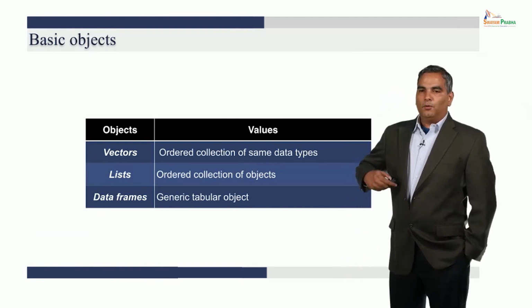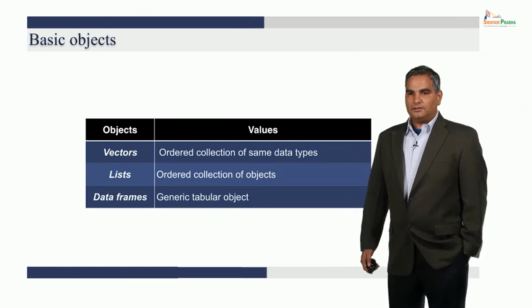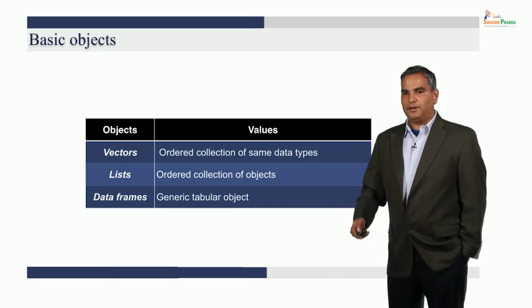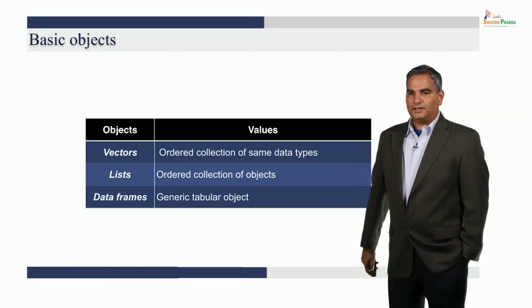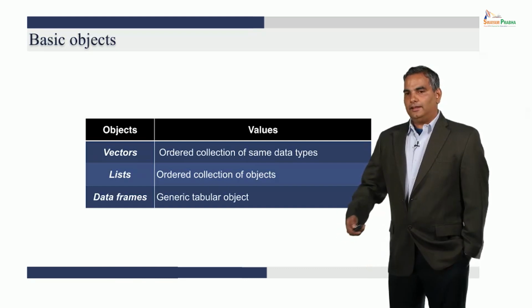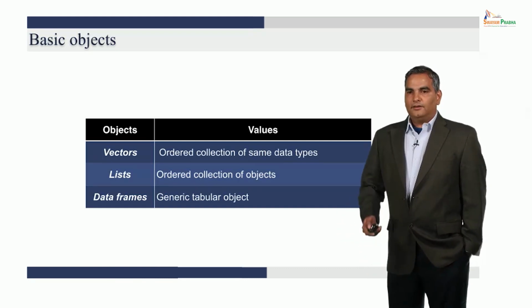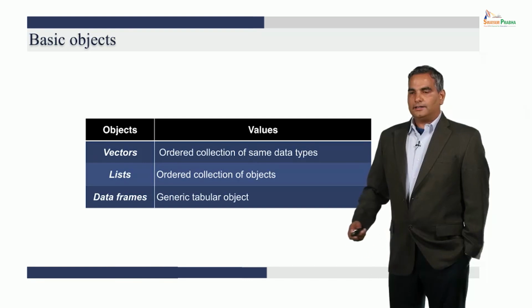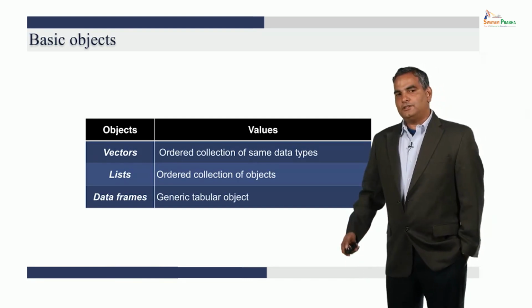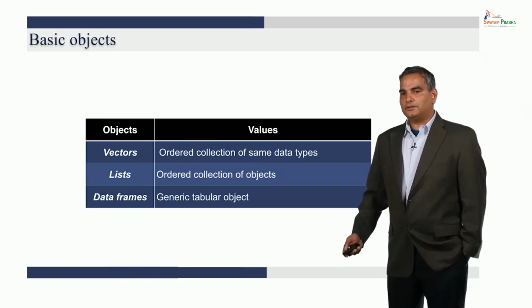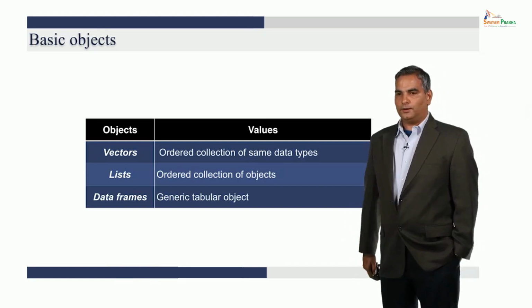Now, there are more complicated objects which are composites of the basic data types, and we're going to list three. These three are very important object types that are used in the algorithms that we will see later. Vectors are an ordered collection of the same data type. So for example, you could have a vector of integers, a vector of numbers, a vector of characters, and so on.